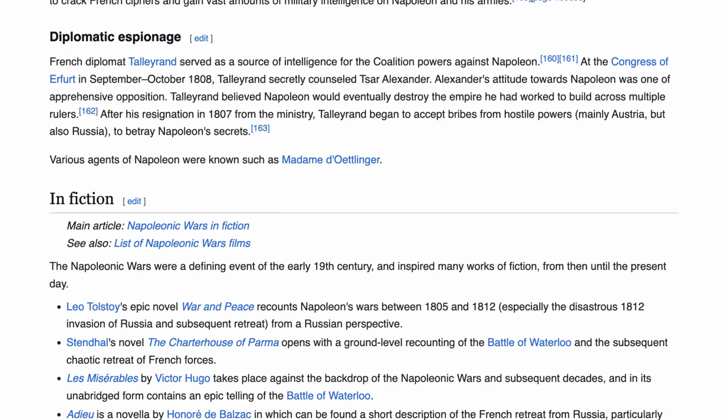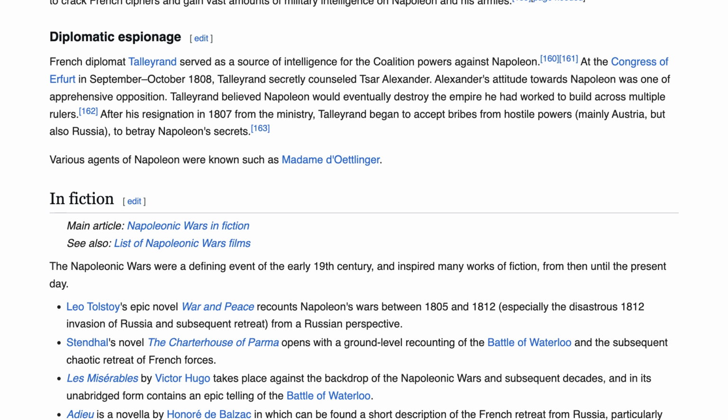Diplomatic espionage. French diplomat Talleyrand served as a source of intelligence for the coalition powers against Napoleon. At the Congress of Erfurt in September to October 1808, Talleyrand secretly counseled Tsar Alexander. Alexander's attitude towards Napoleon was one of apprehensive opposition. Talleyrand believed Napoleon would eventually destroy the empire he had worked to build across multiple rulers.